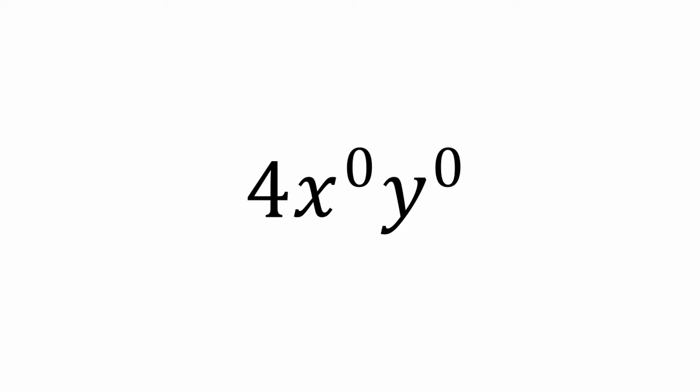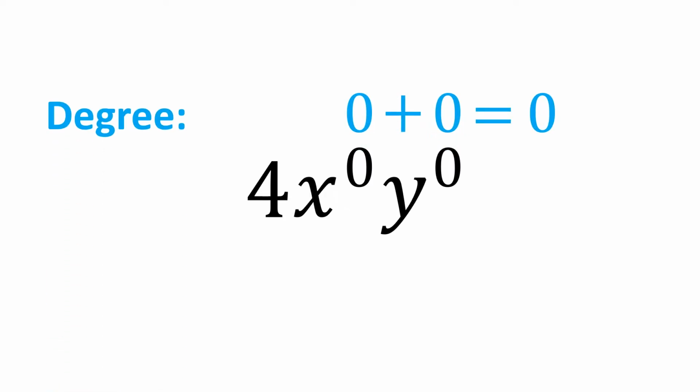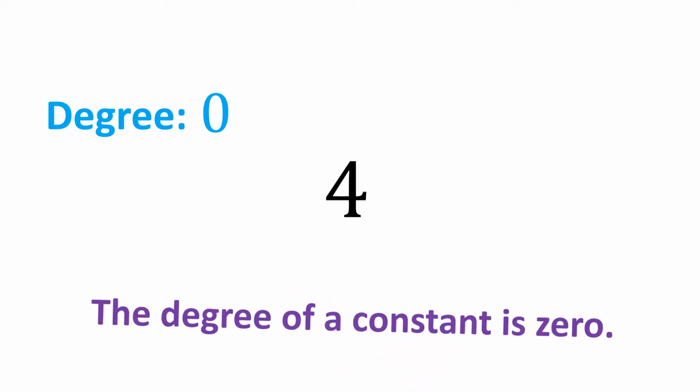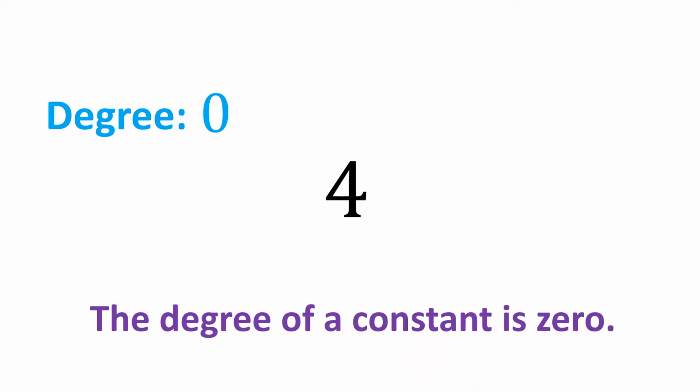Now let's say we have 4x raised to 0, y raised to 0. In this case, the exponents are 0 and 0. And the sum of these exponents is 0. So therefore, the degree of this monomial is 0. But take note that x raised to 0 and y raised to 0 are equal to 1. Therefore, the expression reduces to 4, which is a constant. This tells us that the degree of a constant is 0.